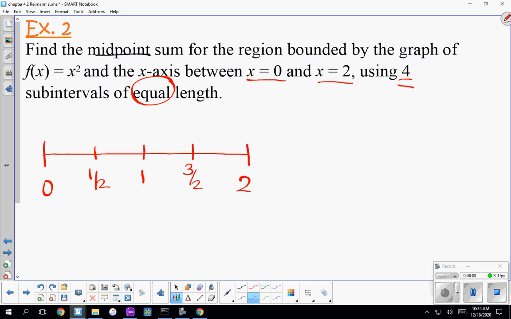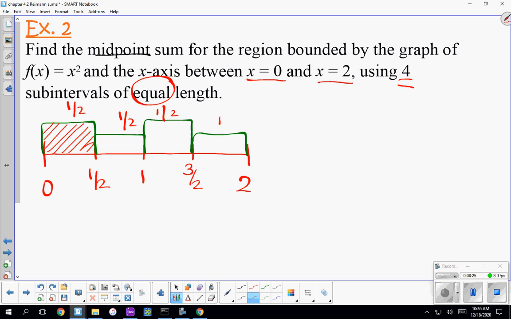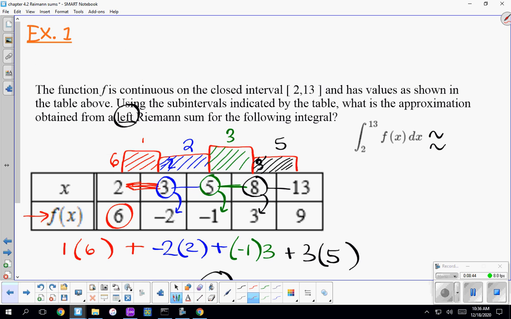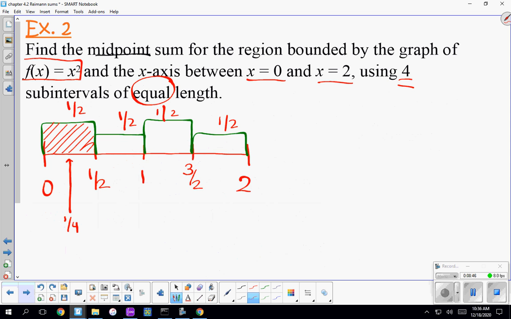And then again, just like I did in the last problem with my rectangles, I'm just going to draw some rectangles just so that I remember all I'm doing is calculating the area of each one of these. So for this first one, its width is 1/2. Obviously, each of these has a width of 1/2. So that part's pretty easy. In the last problem, they had differing widths. So be careful, pay attention to your widths here. And then this one asked me to do a midpoint sum. So I'm actually going to plug in the midpoint here, which is 1/4, into my function to find the y value. In the last problem, these y values were given to us. Here, we have to actually calculate them.